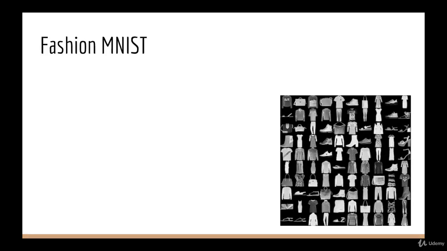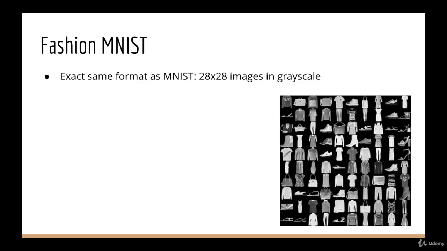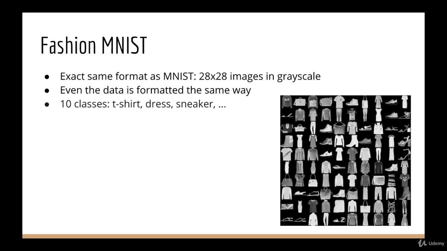So what is Fashion MNIST? Well, it's a set of images, about the same number of samples as regular MNIST, and exactly the same dimensions. 28 by 28 images in grayscale. Just like MNIST, there are 10 classes, but these are things people can wear, such as t-shirt, dress, sneaker, and so on.